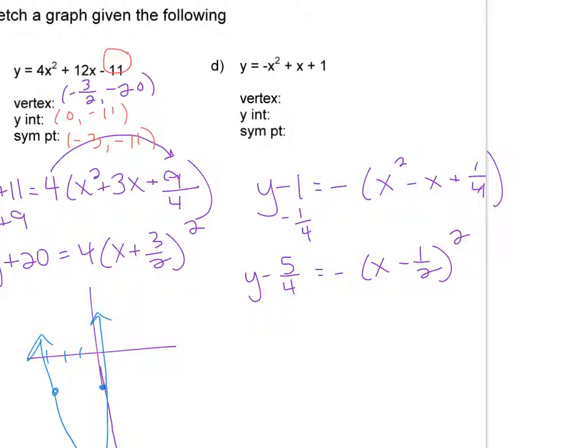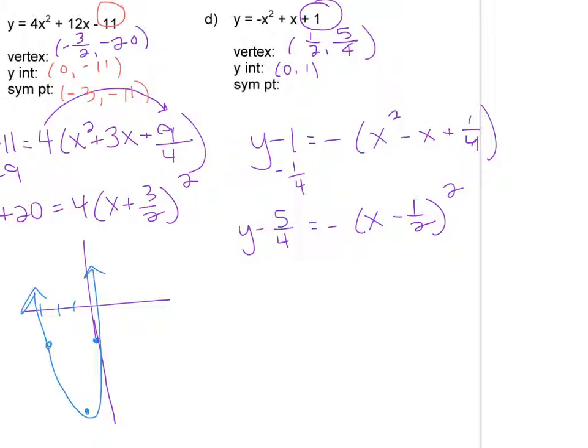So my vertex is at 1/2, 5/4. Here's my y-intercept at 0, 1. So now if you look at the sketch of this, you'll notice something. Hopefully you'll notice something. So I have 1, 2, 3. 1, 2, 3. Okay, so 1/2, 5/4 is here. And then your y-intercept is at 0, 1.